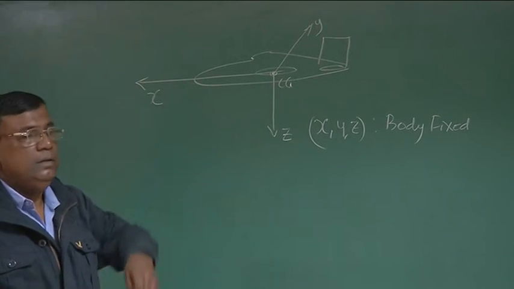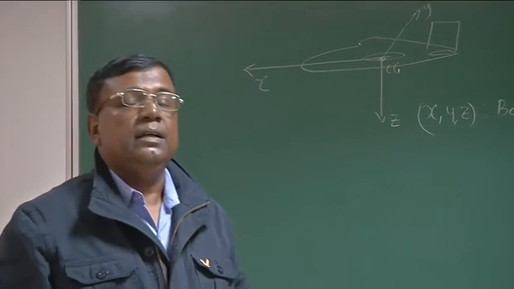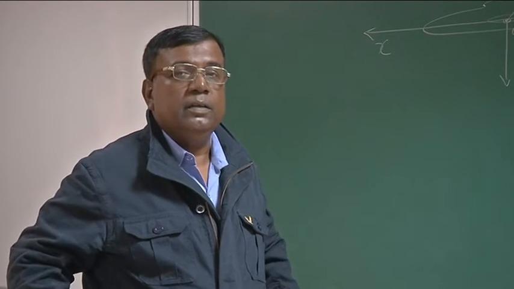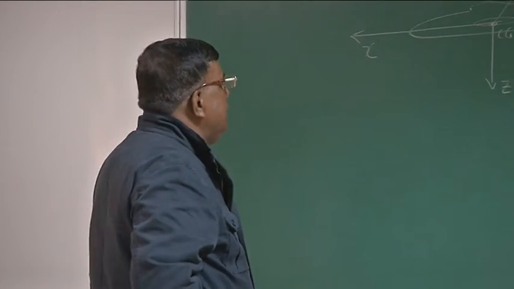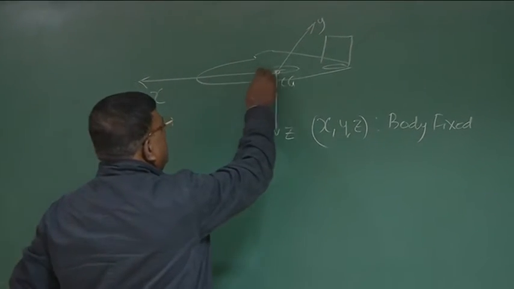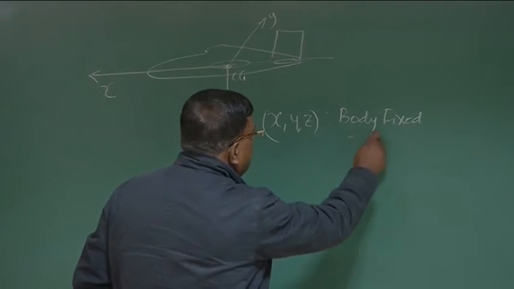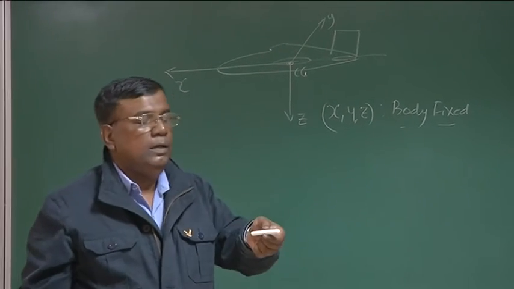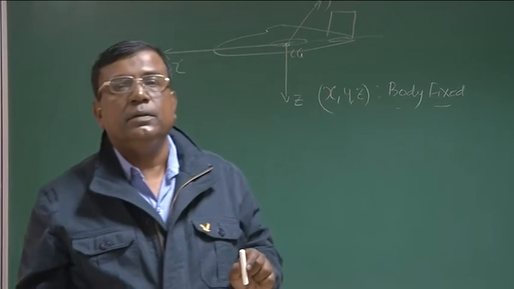This line of symmetry may not be guaranteed. If I put x-axis along the line of symmetry, then you will see some cross products of inertia will vanish. But we are saying, okay, at this stage, the x-axis is in the line of fuselage reference line here. When I say it's a body fixed axis, please understand, this axis is fixed with the body, with the airplane. So if the airplane moves, the axis also moves, right?